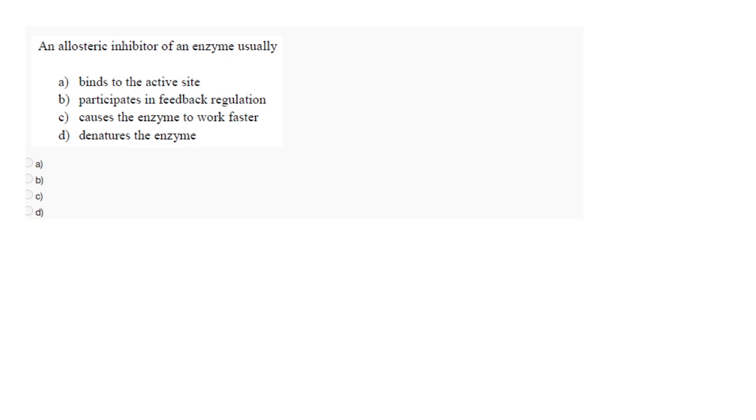Next question we have: an allosteric inhibitor of an enzyme usually binds to the active site, participates in feedback regulation, causes the enzyme to work faster, or denatures the enzyme. Binds to the active site, sir? Participate in feedback regulation, I think. Yeah, participate in feedback regulation.